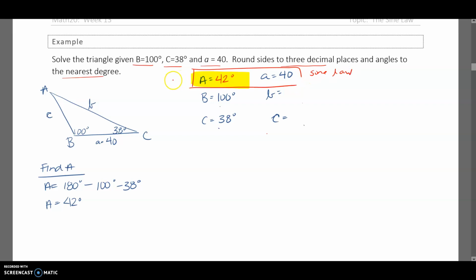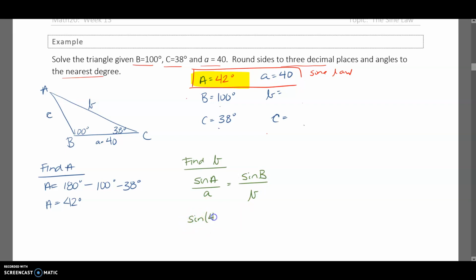I'll need to use this pair, sine of angle A over side A, and then I'll first use angle B to help find side B. So I can work now to find side B. I'm going to set up the sine law. Sine of angle A over side A equals sine of angle B over side B. And then I can sub in what I know.